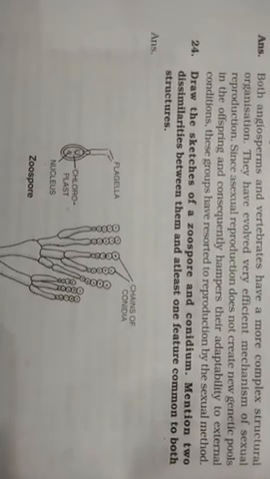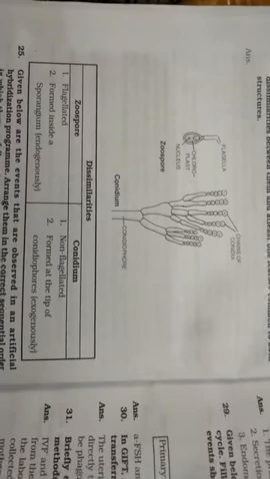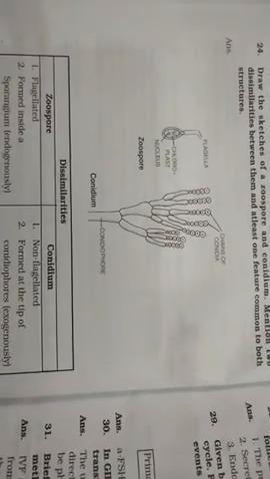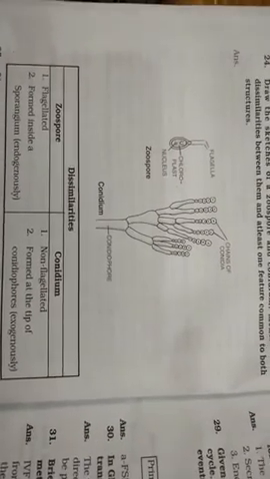Draw the sketches of zoospore and conidium. Mention two dissimilarities between them. So these are the diagrams. Okay, and the dissimilarities are given for zoospores and conidium. Okay? I hope it's very clear. I'm focusing it. Okay. Next question.